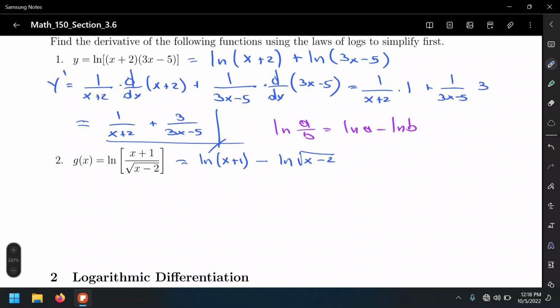Alright, so we're almost there. We're almost ready to differentiate ln of x, well, the whole function. Well, that'll be 1 over x plus 1 times the derivative of x plus 1. However, the second term we can simplify a bit further because in this case, you don't want to do 1 over the square root of x minus 2 times the derivative with respect to x of the square root of x minus 2, which is doable.